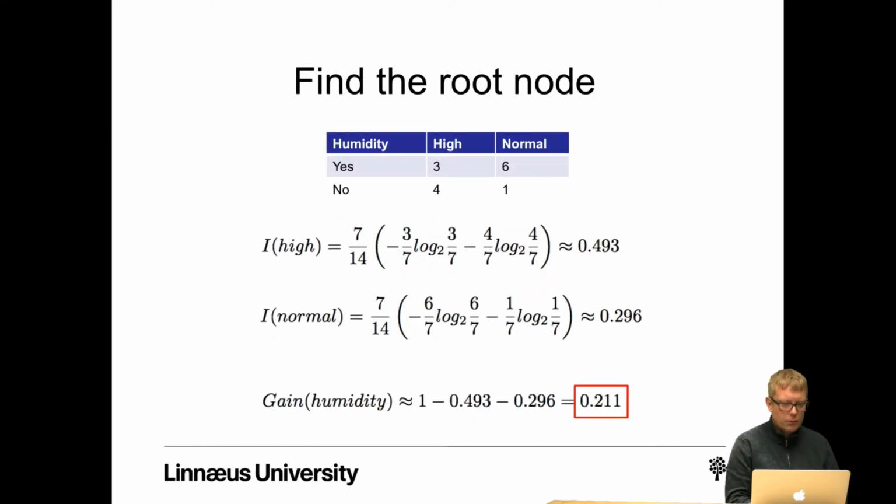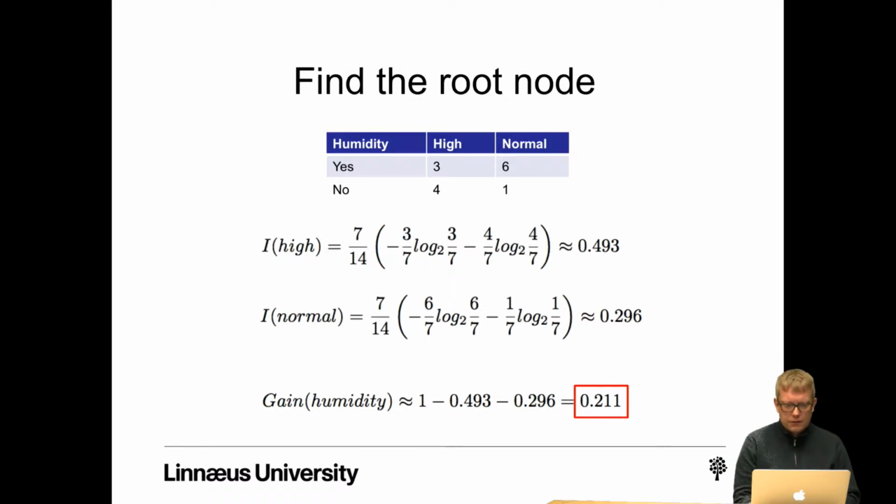We do the same for humidity. Humidity only has 2 values, high and normal. 3 times humidity is high for yes examples and 4 times humidity is high for no examples. 6 times humidity is normal for yes examples and once humidity is normal for no examples. We just put the values into our formula.